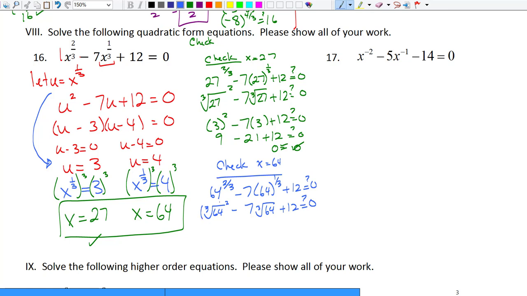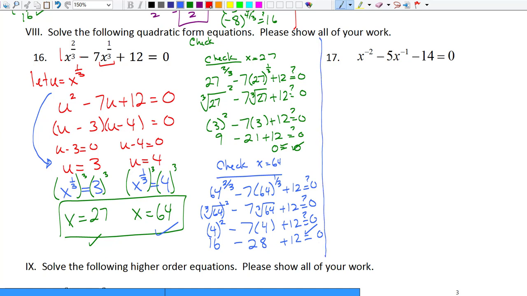So the cube root of 64, that is 4, because 4 times 4 is 16, times another 4 is 64. So we have 4 squared minus 7 times 4, which is 28, plus 12. 16 minus 28 is negative 12, and negative 12 plus 12 is 0. So it works. Yay. And that is the last one we're going to have to check on this.